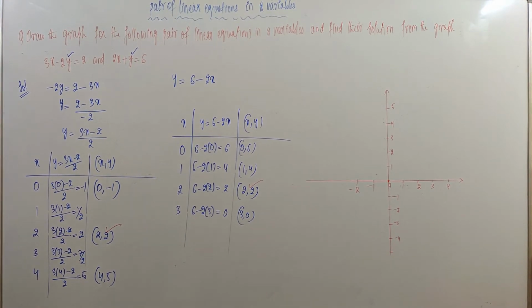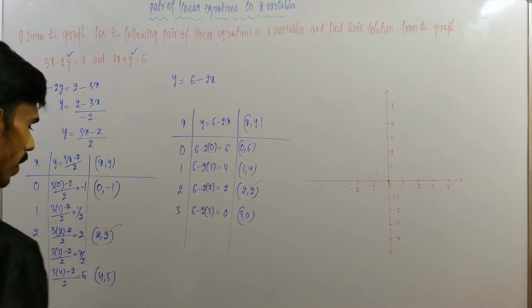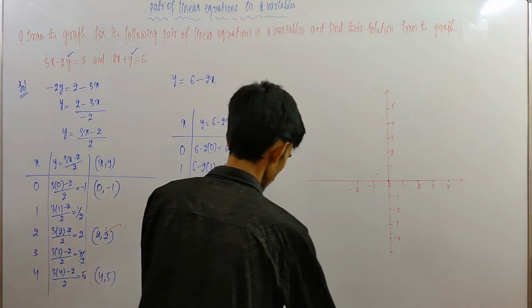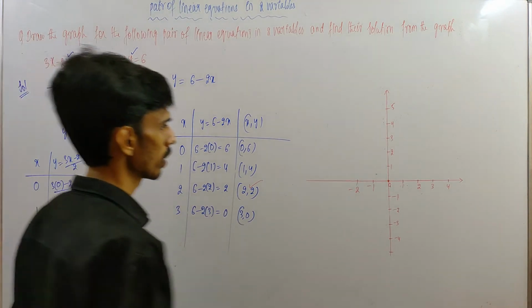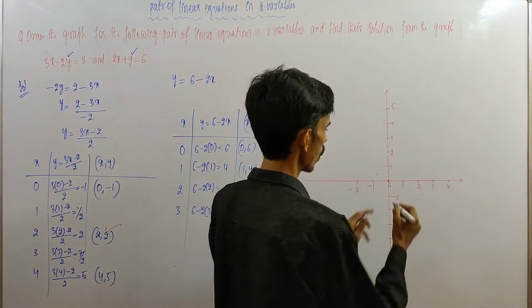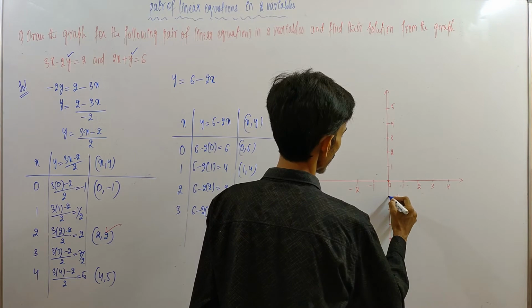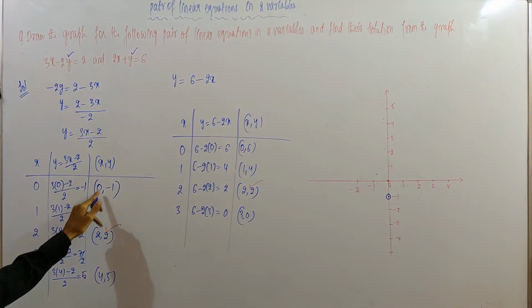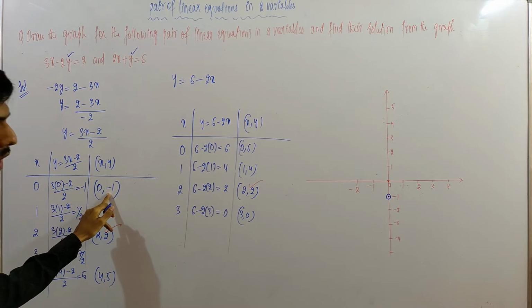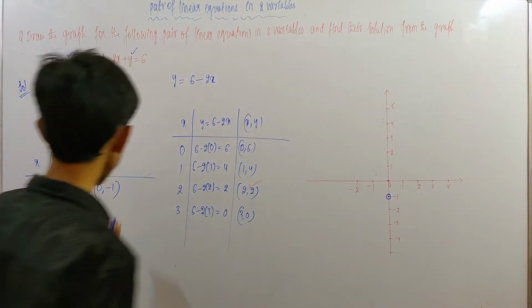Now plotting this point in the Cartesian coordinate system, we have the first point, 0 comma minus 1. Here 0, minus 1 is here. So this is the first point. The value of x is 0, the value of y is minus 1. So we have 0, minus 1.